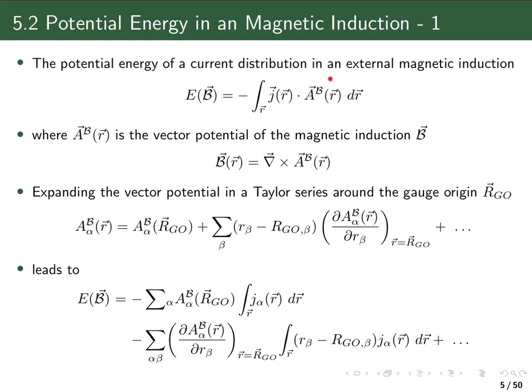And A_B, our vector potential, is now the vector potential corresponding to this homogeneous magnetic induction, where the magnetic induction is defined as the curl of this vector potential. Here, because we are looking at the static case, there is no time dependence. We had previously the expression for the time-dependent case.